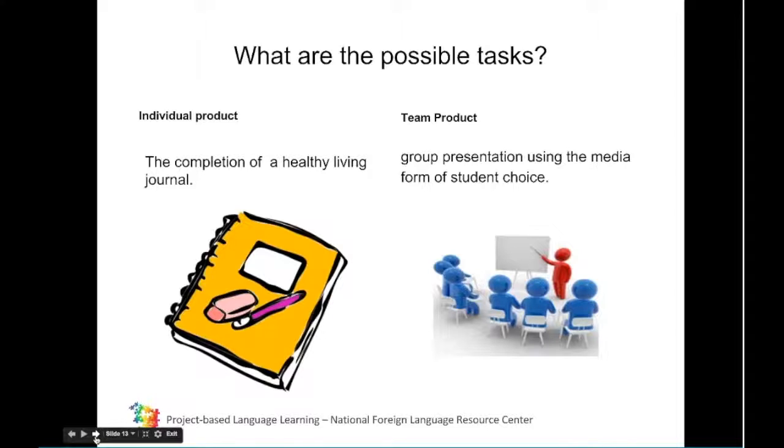The individual task is to complete a healthy living journal. The team task is a group presentation using the media form of student choice. Students will share a journal entry with another student to find similarities and differences. We are also assuming here that students can say, for example, me too, or I don't do that, or I do that. This will also help them reflect on their own writing as they continue to write in their journal. This can be an ongoing task throughout the project or modified slightly each time. It could also take the form of a gallery walk, a peer revision, or an interview.